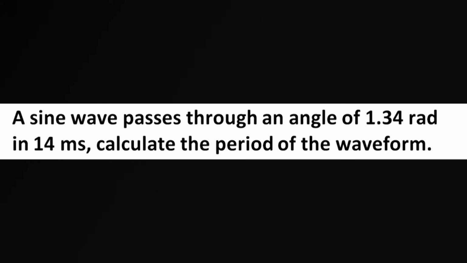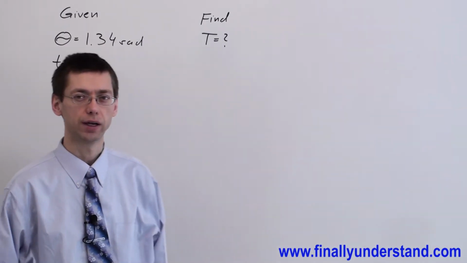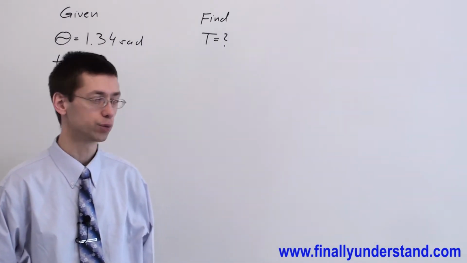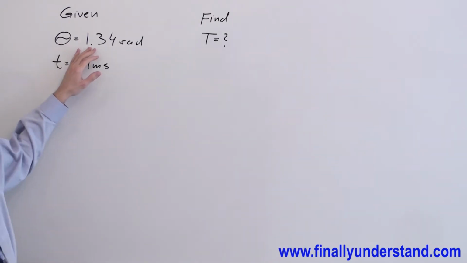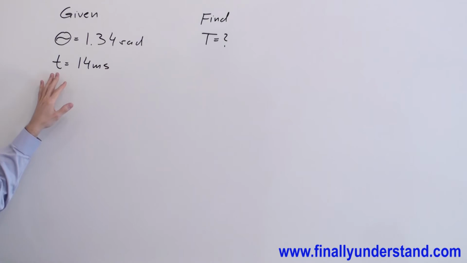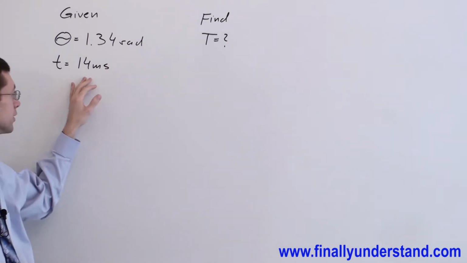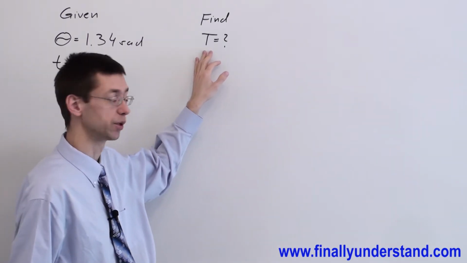A sine wave passes through an angle of 1.34 radians in 14 milliseconds. Calculate the period of the waveform. First, we're supposed to always write everything that is given and what we're supposed to find. We have the given angle, theta, which is equal to 1.34 radians. We have time, 14 milliseconds, and we're supposed to find the period.